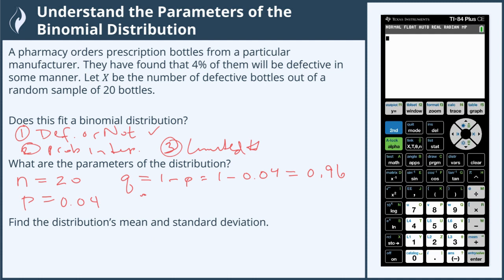Our mean is just n times p, and our standard deviation is the square root of n times p times q.